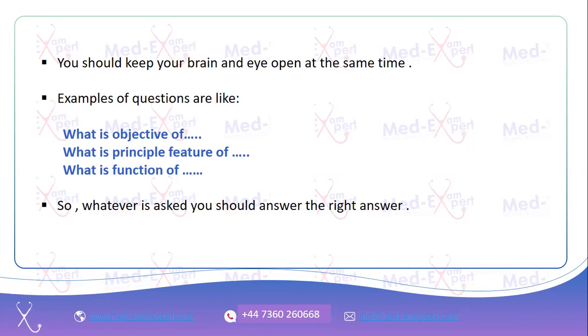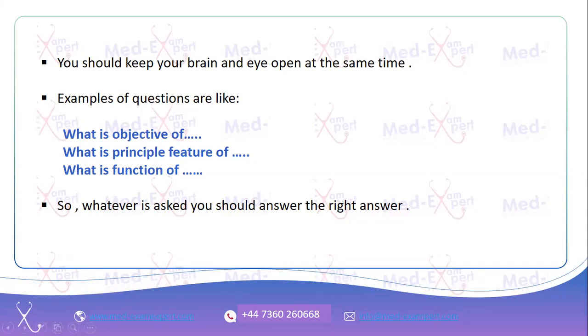As I have told you, try to figure out keywords. An example of a question is like, what is the objective of dash, dash, dash? Whatever the statement is, whatever is given in the question. If they are asking about the objective of this, you find the objective in the paragraph. If you tick the principal feature, you may lose your mark. If they ask for the principal feature, then you have to mark the option in which they are talking about the principal feature. That's why I said, keep your brain and eyes open at the same time. Whatever is asked, you should answer the right one.